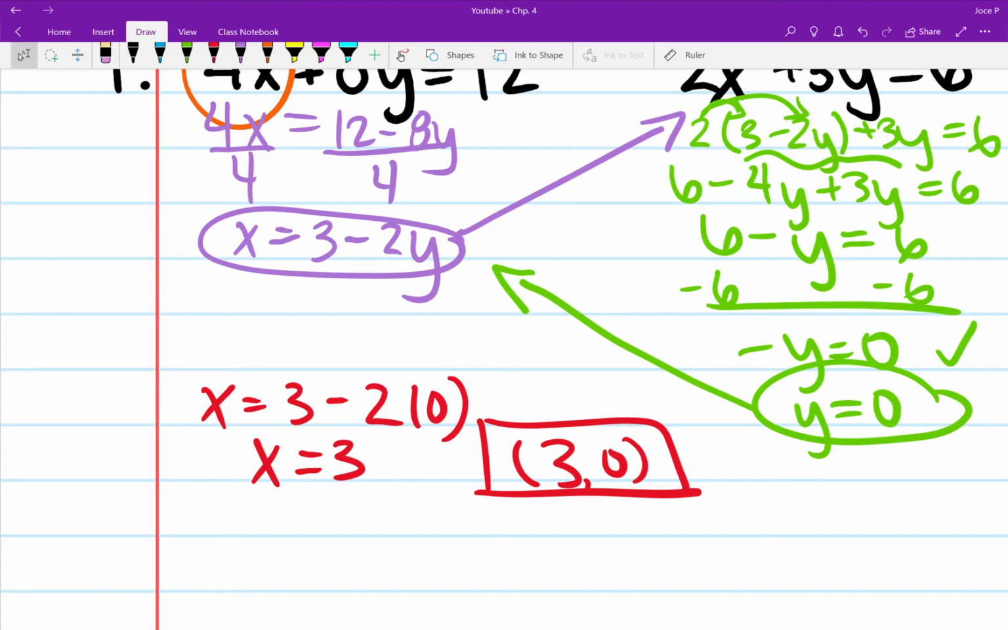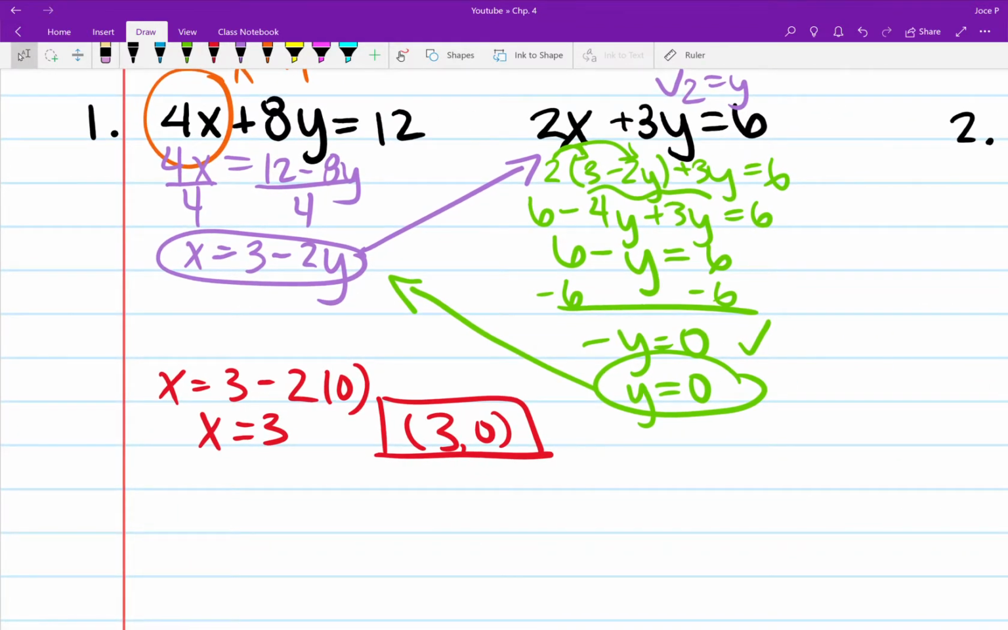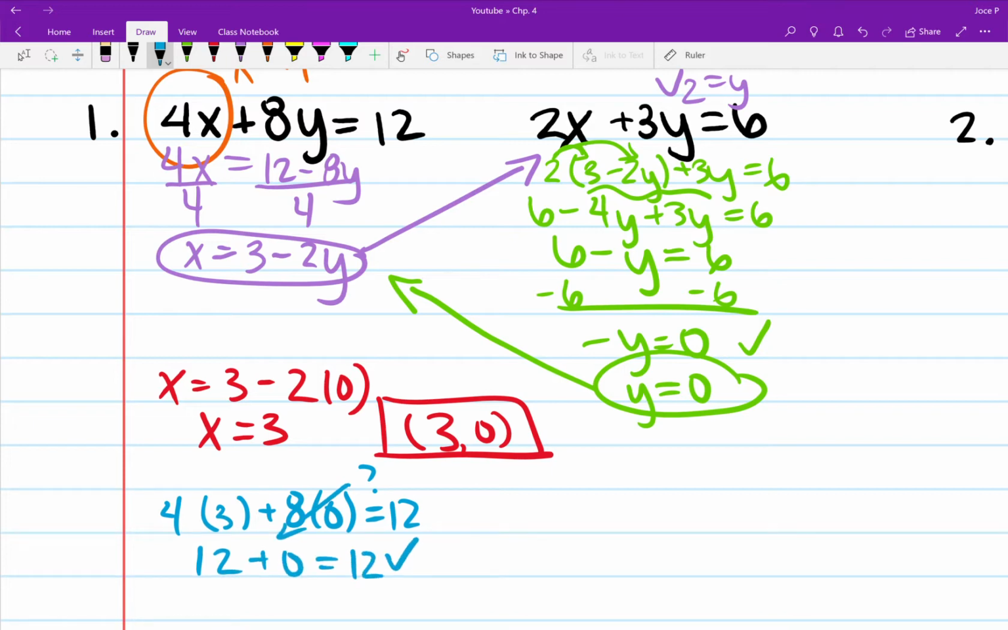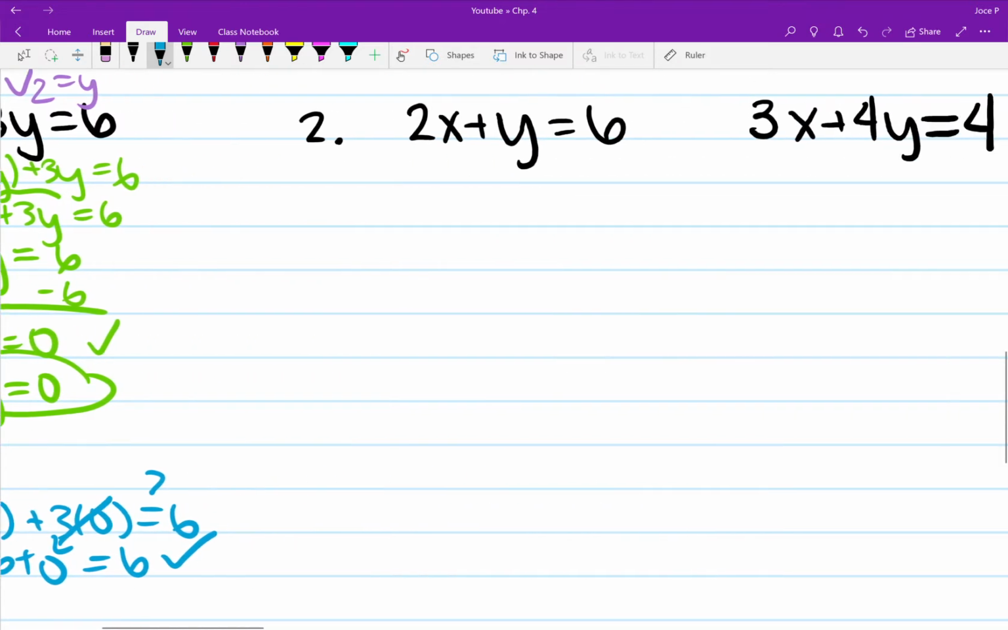Okay, let's try and plug our solution back into both equations just to make sure we did this correctly, which I can anticipate that we did. So 4 times 3, which is x, plus 8 times 0, which is y, equals 12? Well, this part goes to 0, and 12 does indeed equal 12. Fantastic. Other side. 2 times 3, which is x, plus 3 times 0, which is y. This part goes to 0 again, equals 6. Well, 6 plus 0 does indeed equal 6. Check mark. We did everything correctly. Let's keep moving.